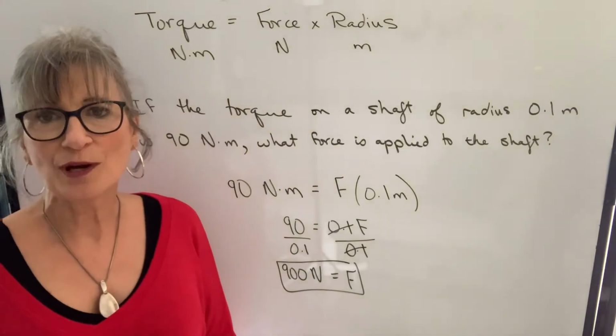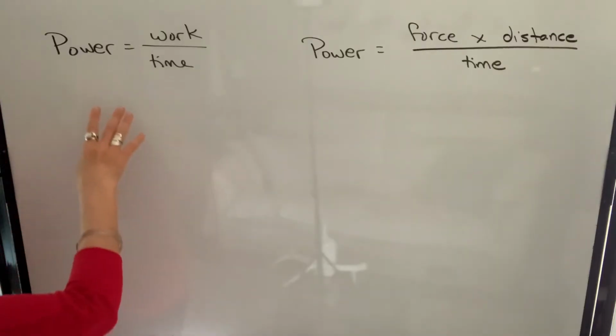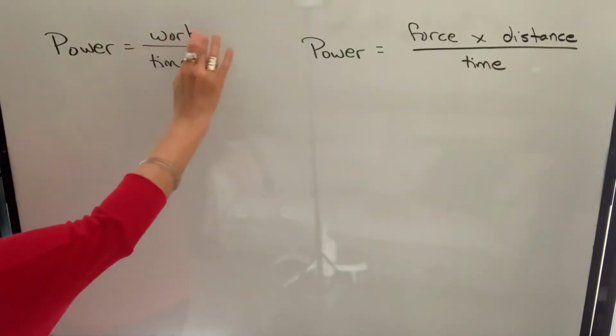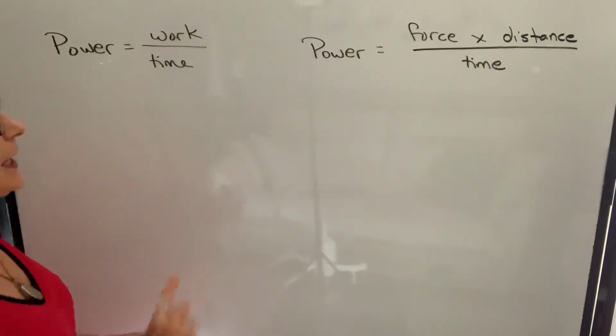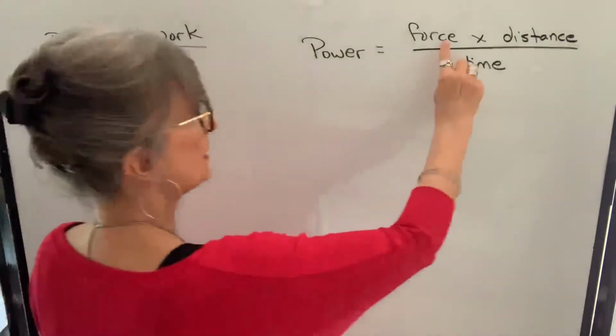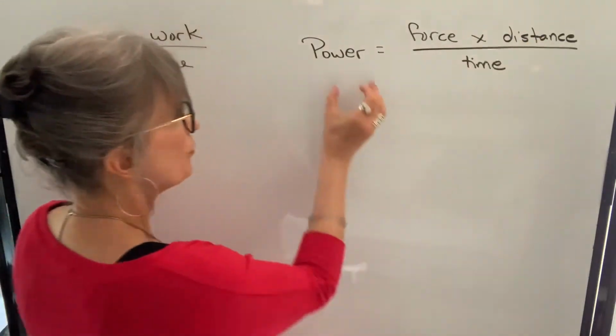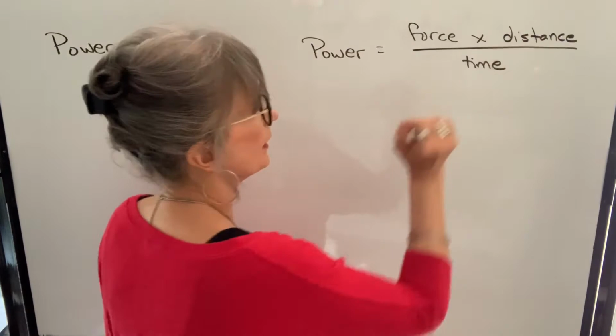Now let's talk about power. In the previous video, we talked about the definition of power, defined as work divided by time, or in other words, the rate of work. And work is defined as force times distance. So power is force times distance divided by time.